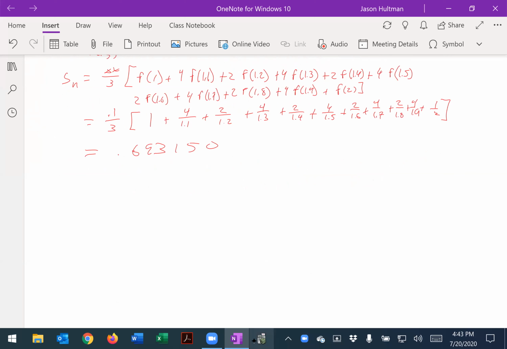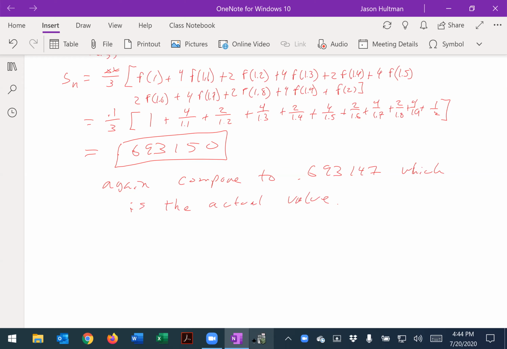Okay. Again, let's compare to our actual value, 0.693147, which is the actual value. Okay, so how does this compare? Well, it's dang close. That's all I can say. Okay, how close is it?